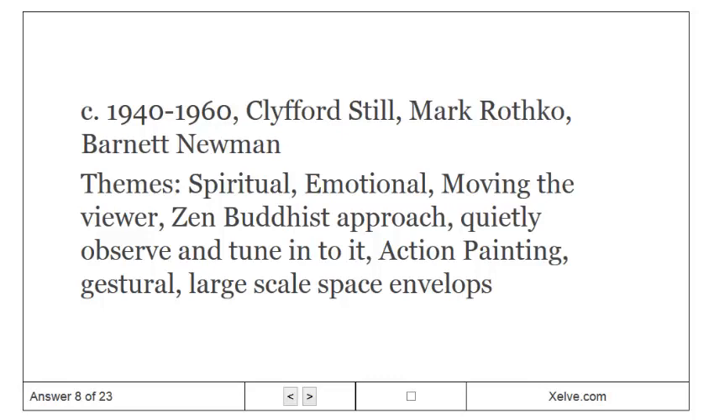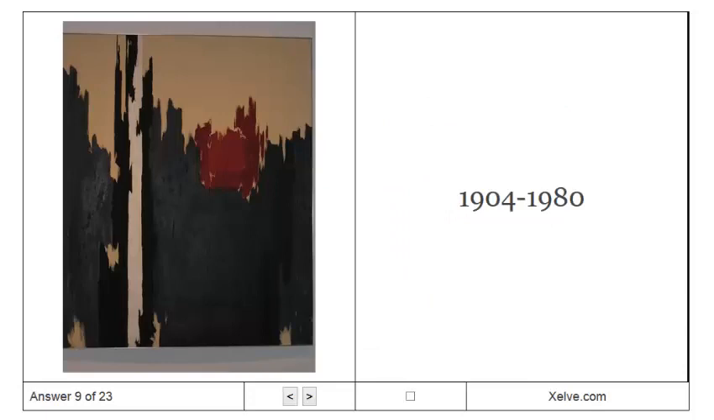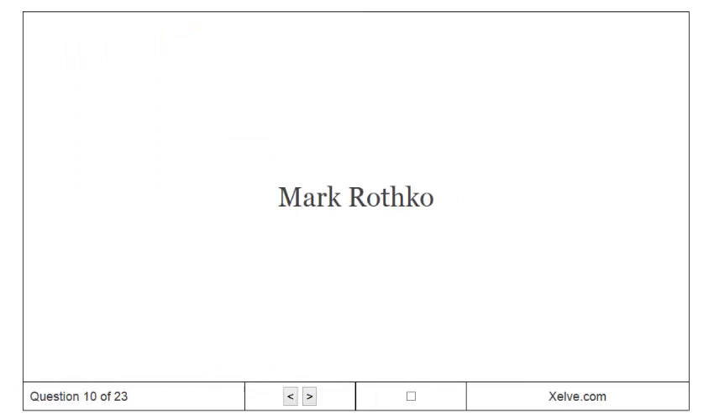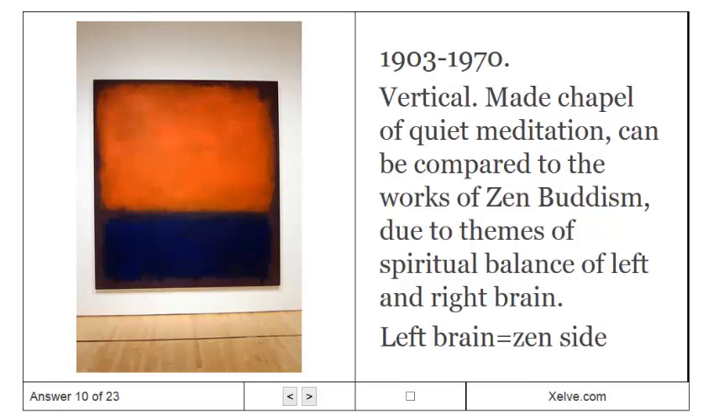Clyfford Still, 1904 to 1980. Mark Rothko, 1903 to 1970. Vertical, made a chapel of quiet meditation, can be compared to the works of Zen Buddhism, due to themes of spiritual balance of left and right brain equals Zen side.